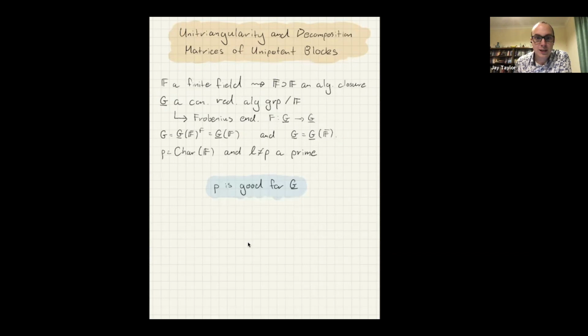P for me is going to be the characteristic of my finite field, and I'm going to assume that L is a prime that's different from P. From this point forward, I'm going to state now that I always assume that P is a good prime for G. This just means that it's not too small. If you don't really know what this means, you can just assume that P is bigger than 5, and that covers all cases. This is just a technical assumption that we need, but I won't remind you again that I'm assuming this, because I'll forget.